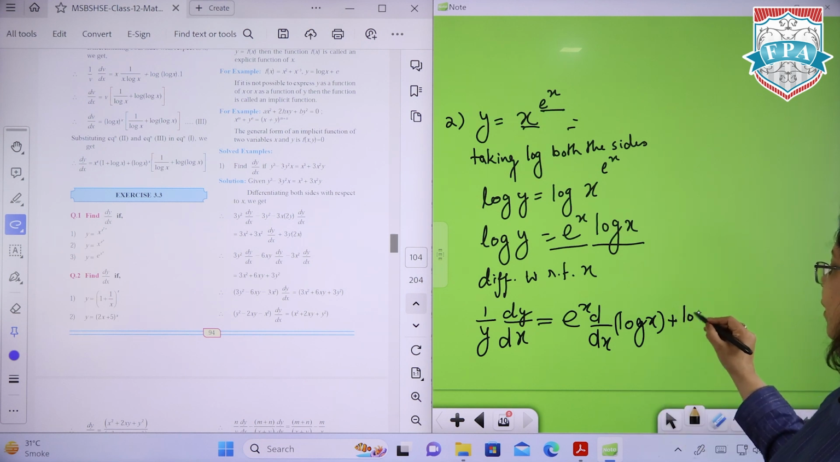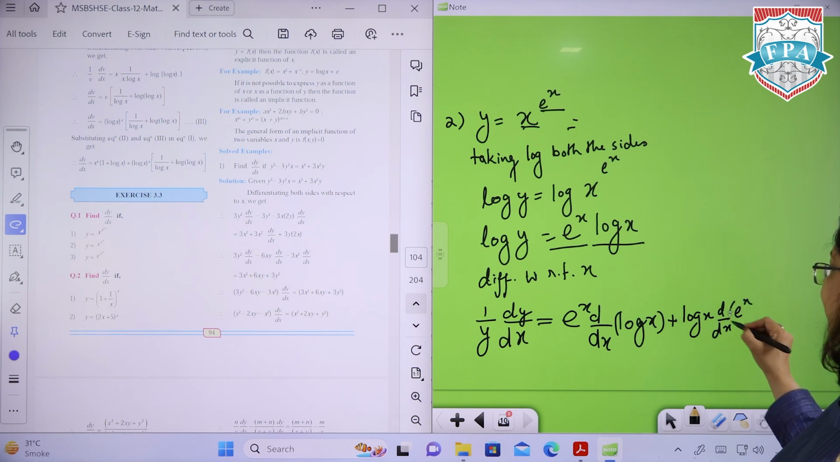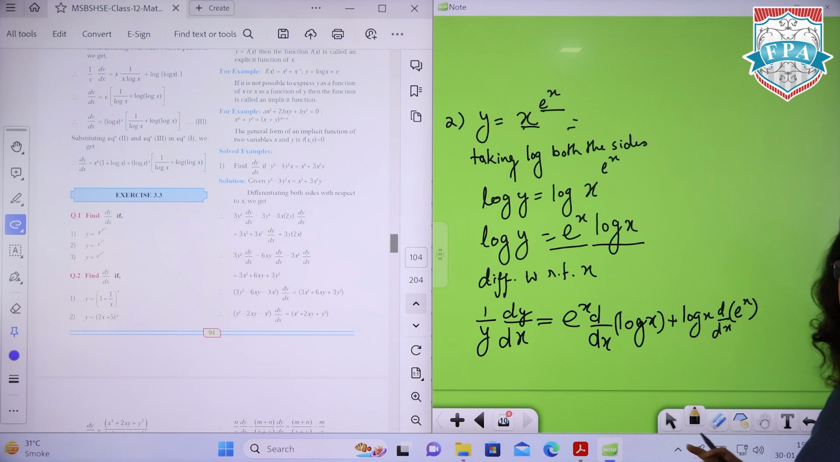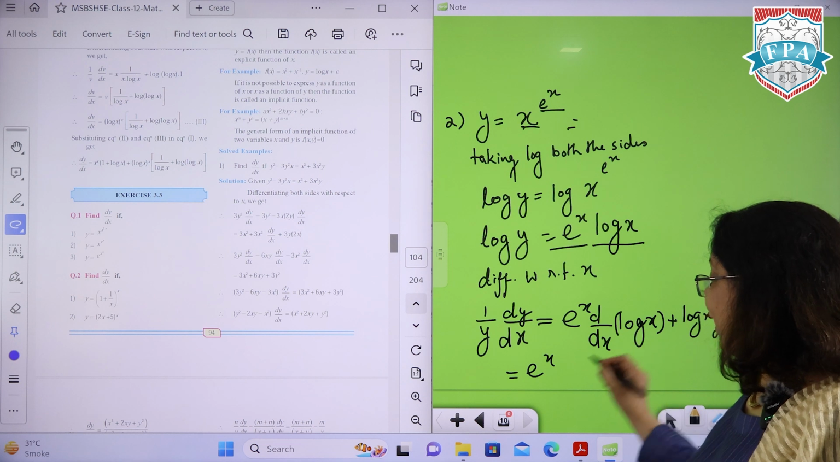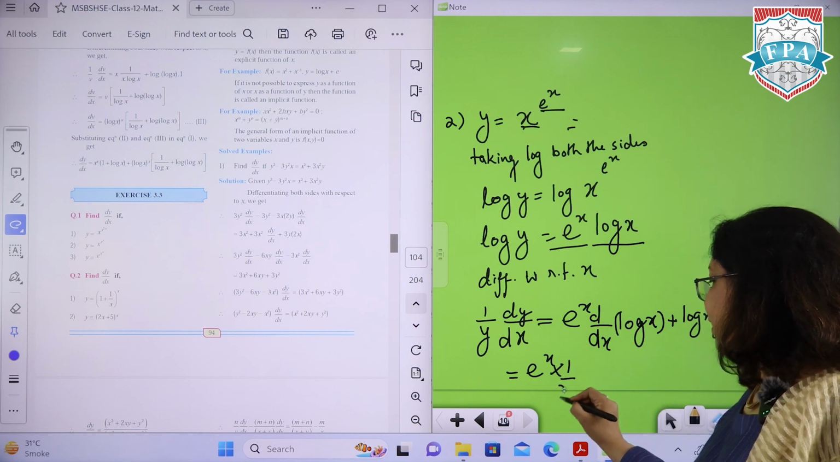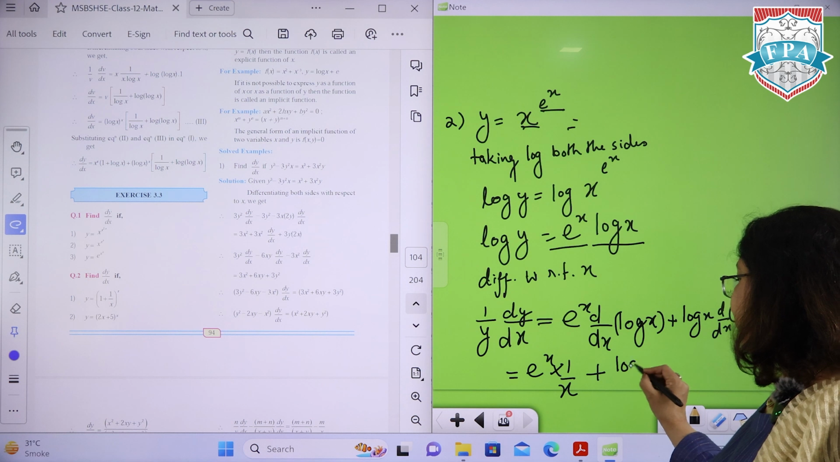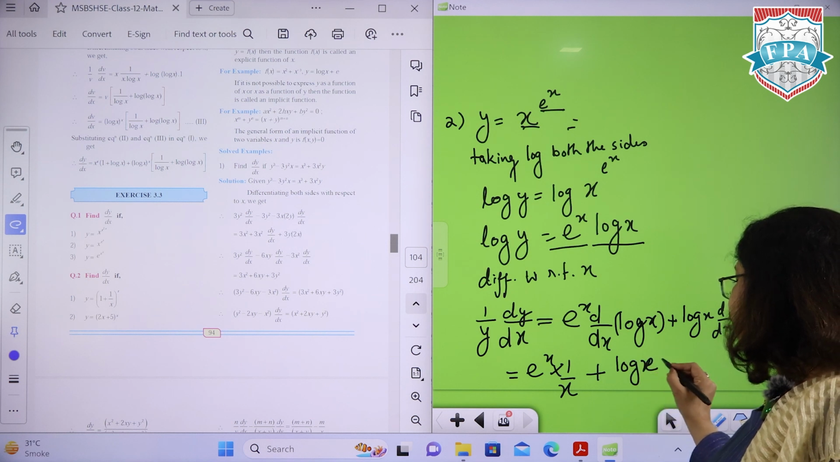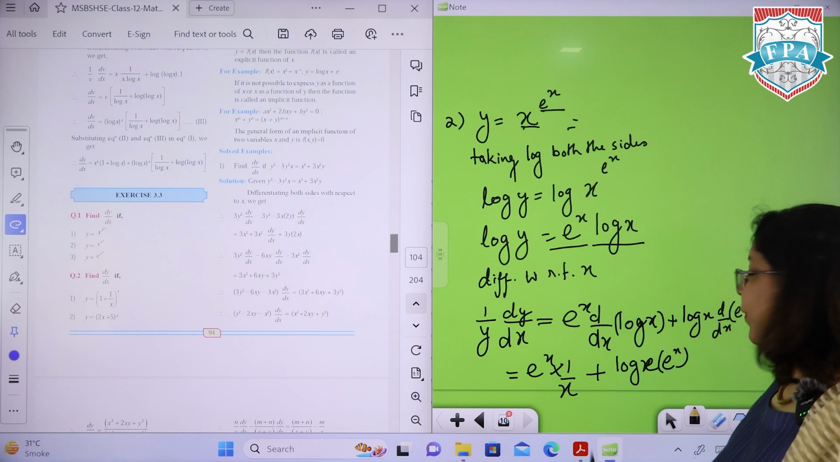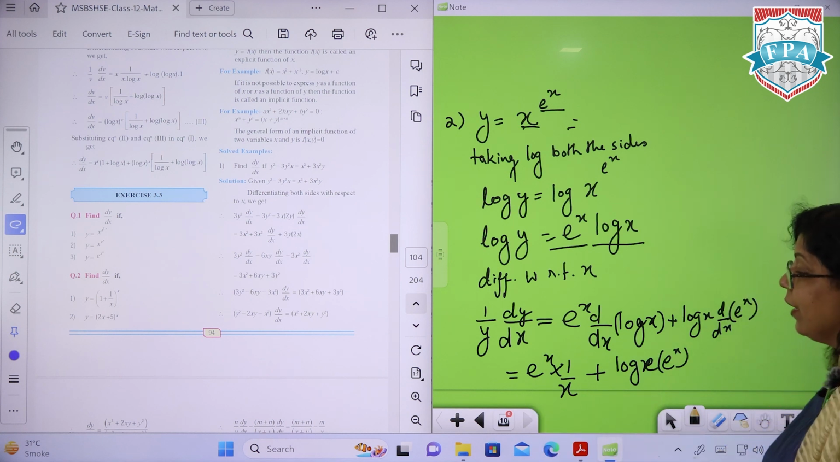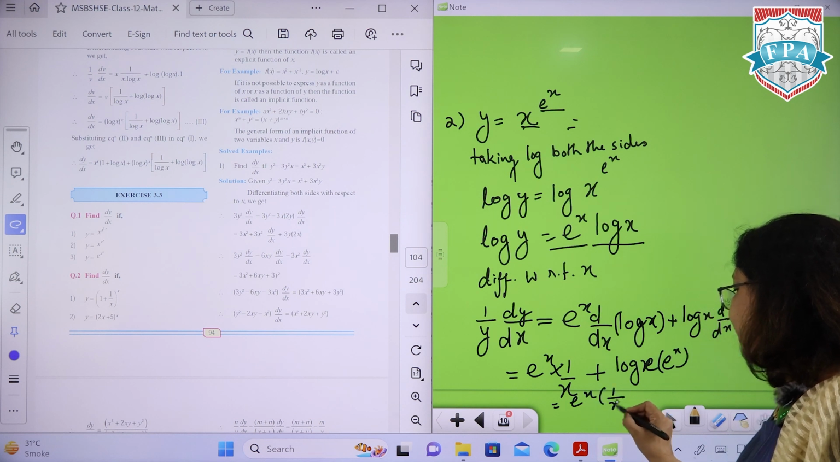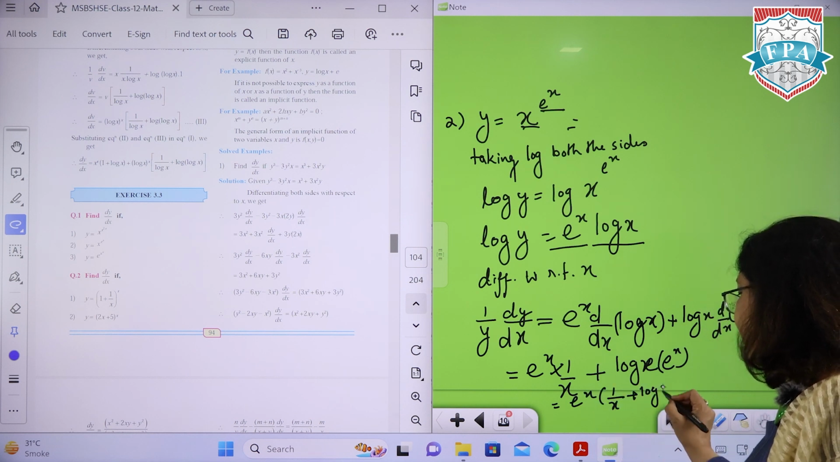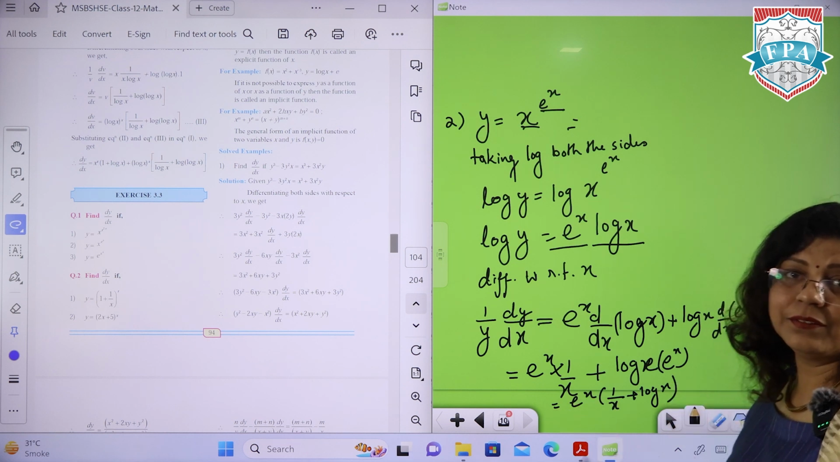Plus log x d by dx of e to the power of x. Use brackets to make it easy to distinguish. So now we are left with e to the power of x. Log x का differentiation is 1 by x plus log x, e to the power x is the same, e to the power of x. Okay. From this, we can take e to the power of x common, and your answer will be this plus log x. But is this your answer?